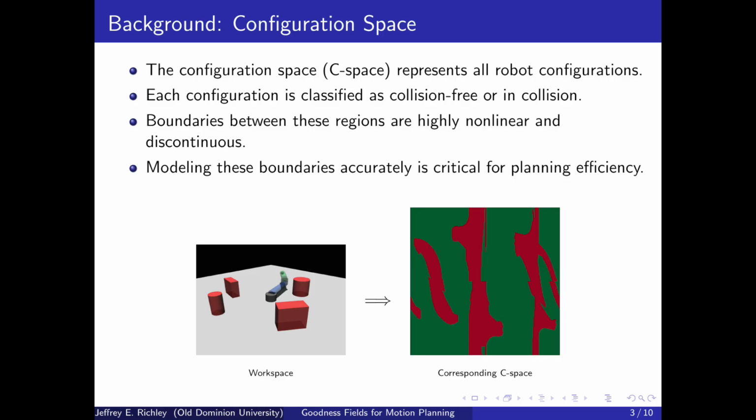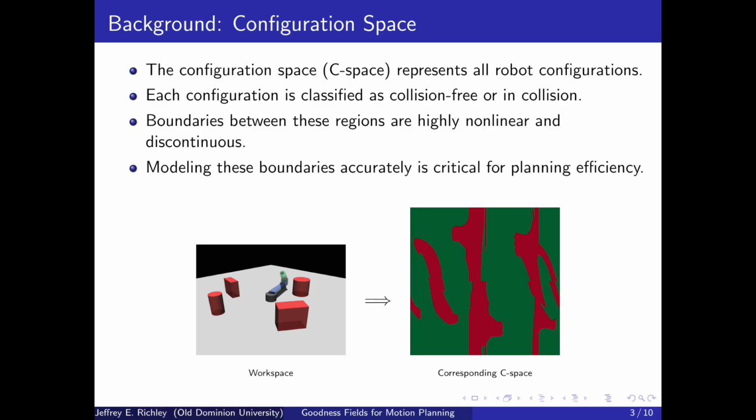Each point in that space represents a unique pose of the robot in that workspace. Each configuration is classified as either collision-free or in collision, based on whether that pose causes the robot to intersect an obstacle. What makes planning difficult is the boundary between these regions, which is highly nonlinear and often discontinuous.